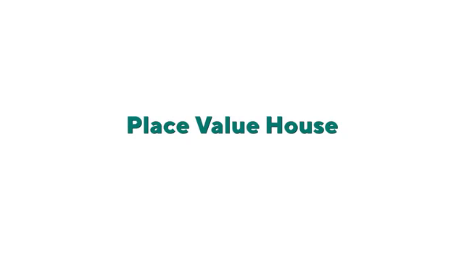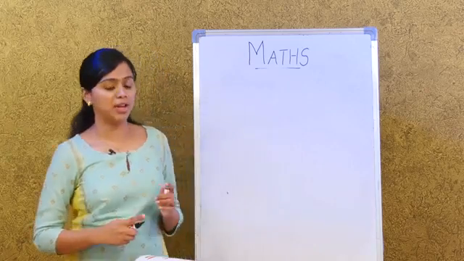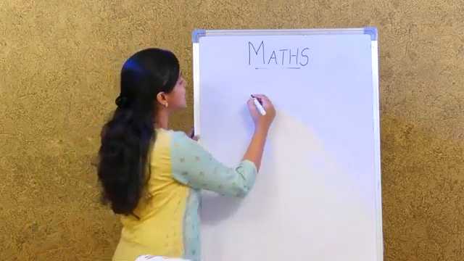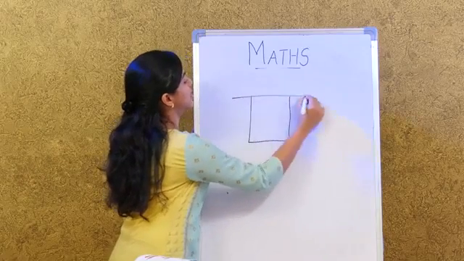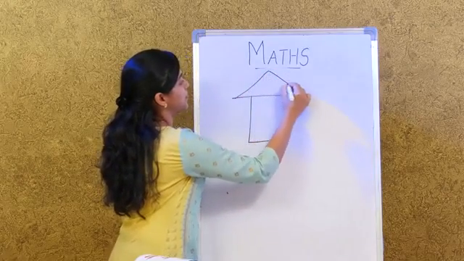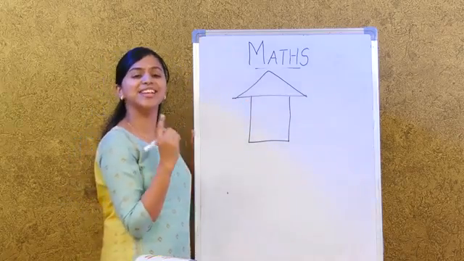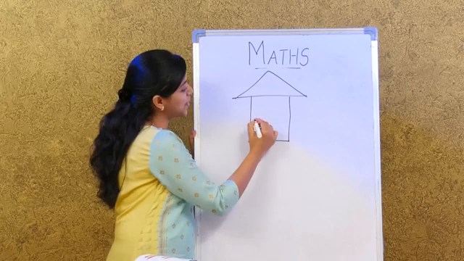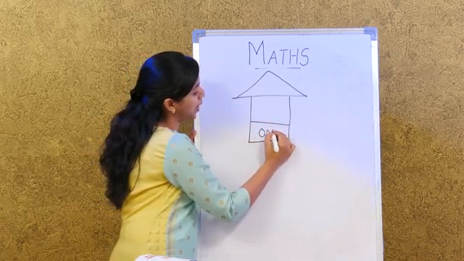Now let's look at the place value house. Alright, for a single digit number, the place value house will have only a single room. Okay, let's look at this house. How many rooms do you see? Single room, right? So the single room would be of only ones.